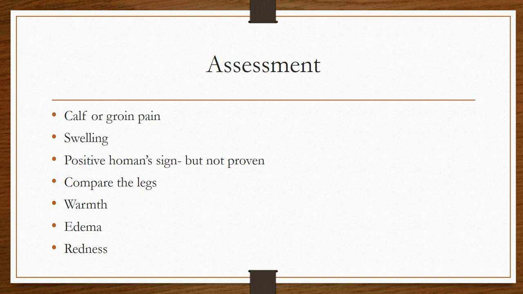Your assessment for DVT is going to be calf or groin pain. There's going to be some swelling because of the fact that the vein is occluded and blood can't come back to the heart. You have a positive Hohmann sign. When I was in nursing school, we learned the positive Hohmann sign, which is basically flexing your feet up to the ceiling. We're now finding out that that doesn't actually prove anything.